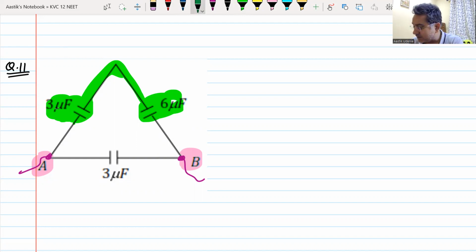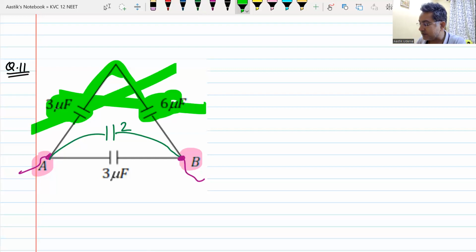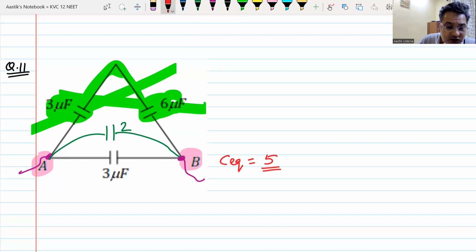So you can replace these two, take them off, and just put 2 microfarad here. Now this 2 microfarad and 3 microfarad, the equivalent capacitance becomes 2 plus 3, and that is 5. So 5 is the answer for this one. Everyone got this? Yes or no?